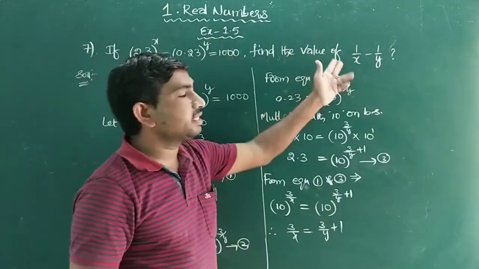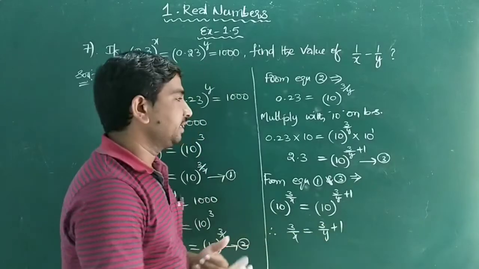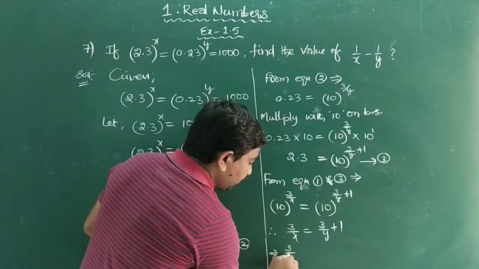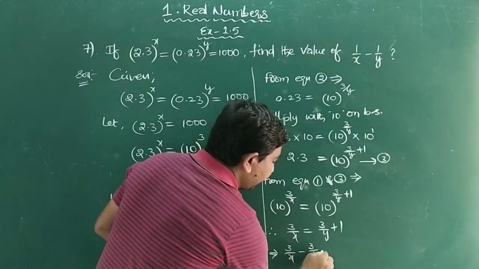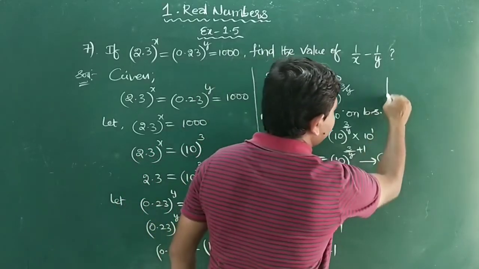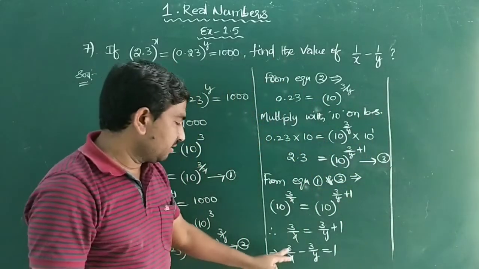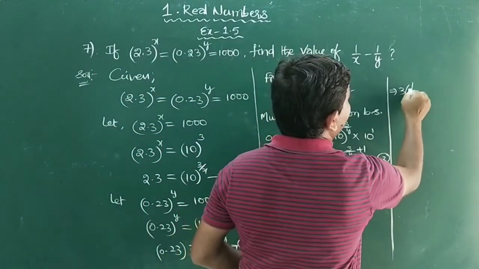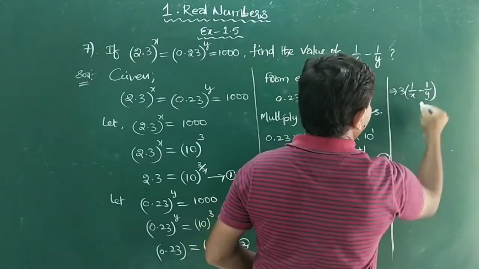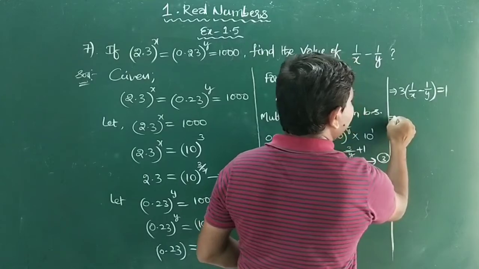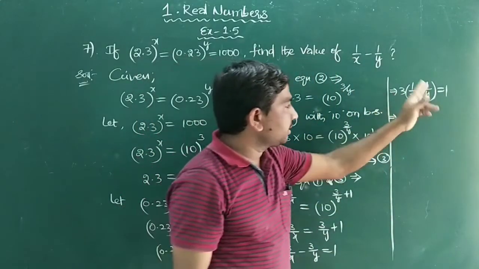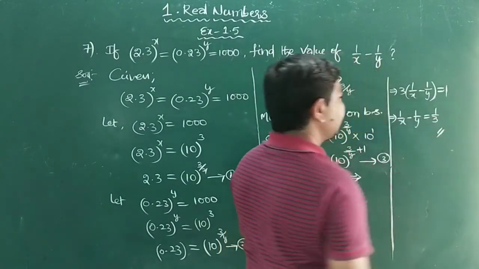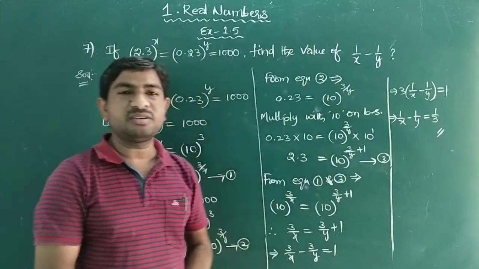What we need to find is 1 by x minus 1 by y. Bring this 3 by y to this side. Then we can write 3 by x minus 3 by y is equal to 1. Finally, take 3 common: 3 of 1 by x minus 1 by y is equal to 1. Send this 3 outside, and it becomes 1 by x minus 1 by y is equal to 1 by 3. This is the answer.